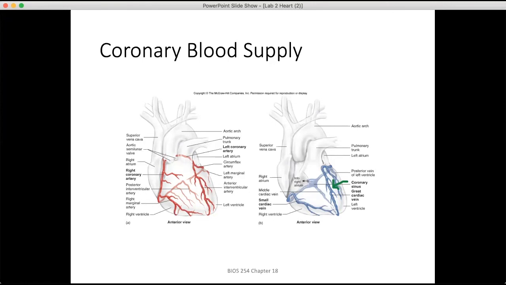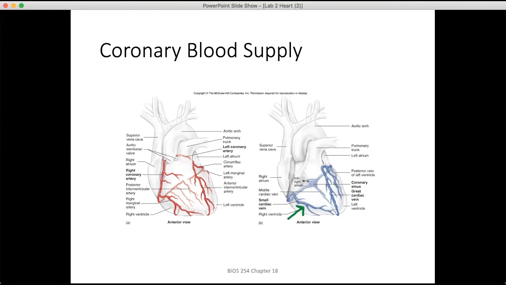Let's look at the veins now. The veins are draining the heart tissue and returning the blood back to the right atrium of the heart. We'll begin with the great cardiac vein, which lies within the anterior interventricular sulcus. It runs parallel to the anterior interventricular artery. Blood from there will flow into the coronary sinus.